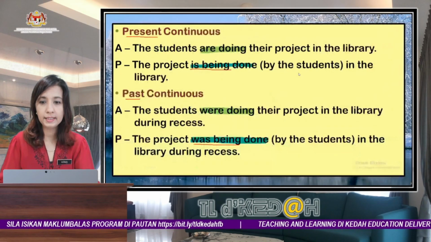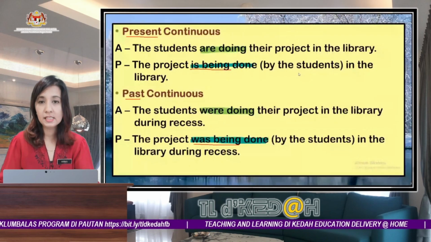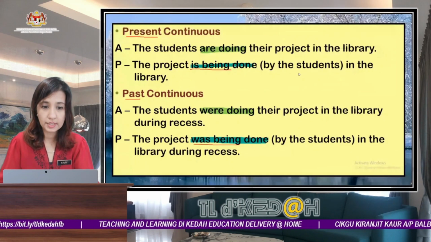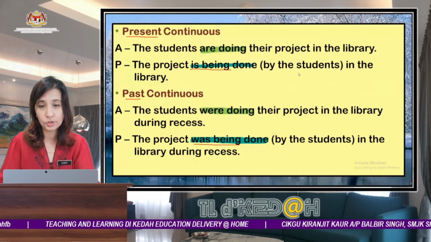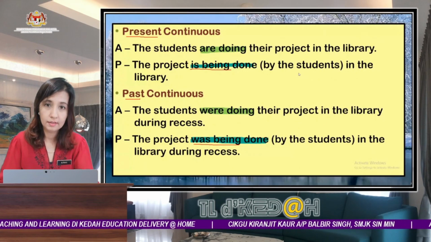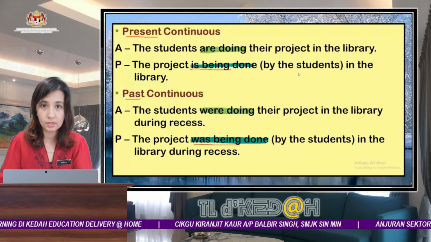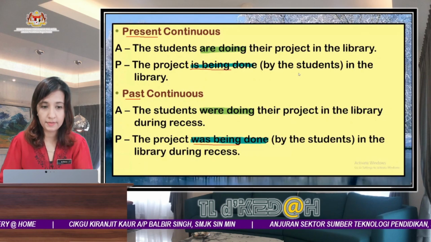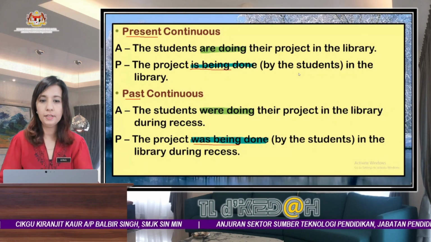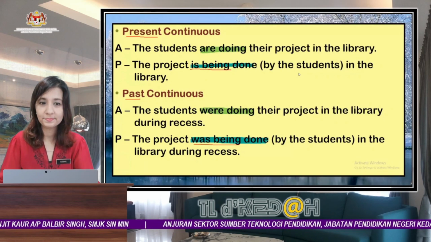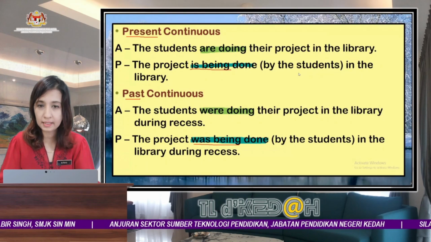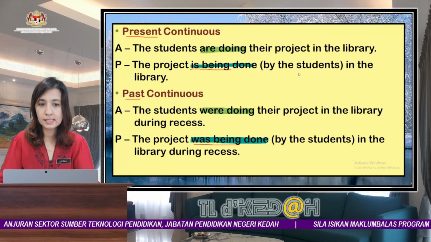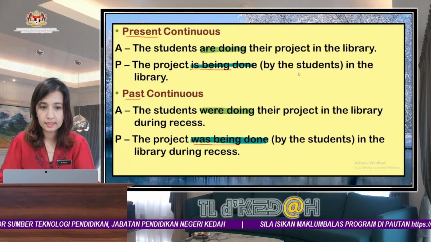Let's look at continuous tense where you have "-ing." Present continuous: "The students are doing their project in the library." If it is passive form, the focus is on the project. "The project is being done." So you have the word "being" in the middle, showing that it is in process or progress. If the project is plural, if it is "the projects," then you have to use "are." Okay, "the projects are being done." "The project is being done." So this is present continuous tense.